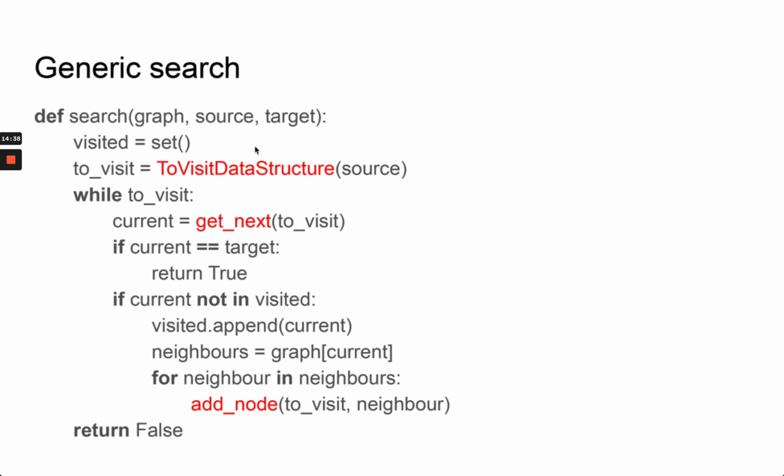Then you look up all of the neighbors of that thing, and for every neighbor, you add that neighbor as something you have to visit. And what these 3 lines look like depends on the data structure. And otherwise, if you've done all this and you've run out of places to go, then at the end you can say, hey, I had no path to get to target from source.